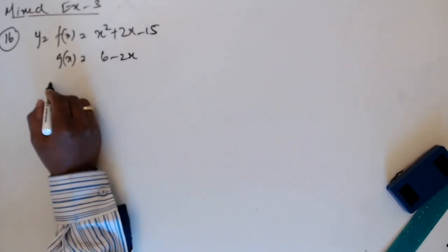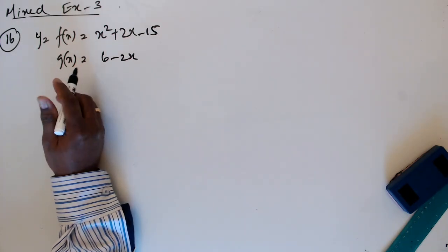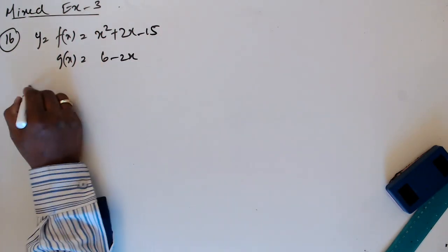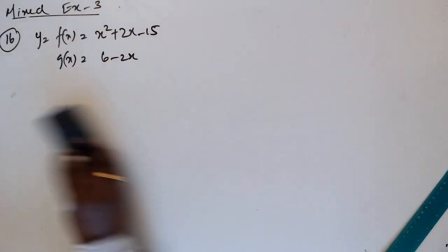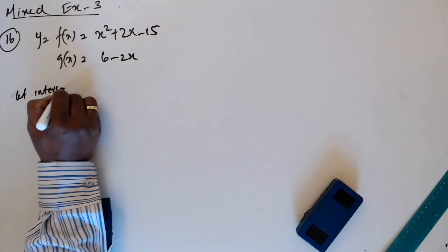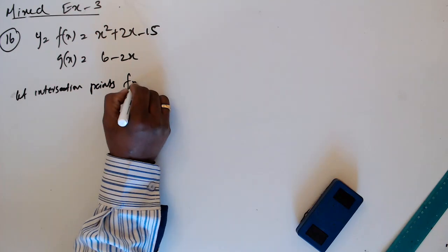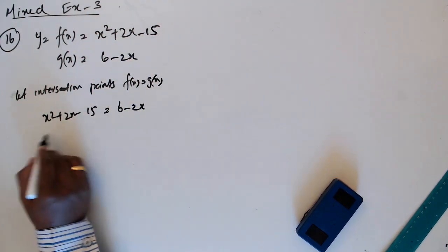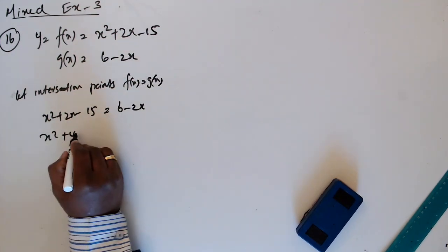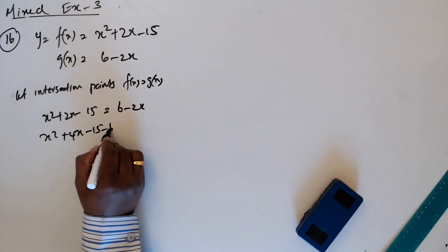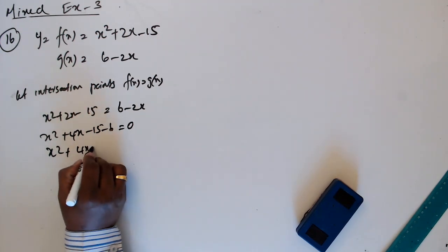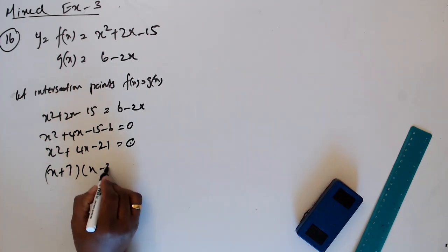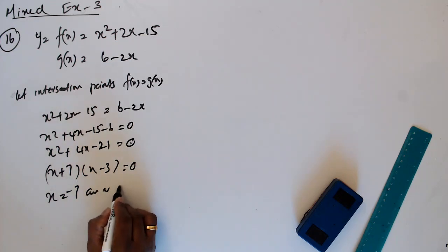Question 16 a, we need to solve this equation to find the coordinates of intersection. So let's solve this one. At the intersection points f(x) equals g(x). x square plus 2x minus 15 equals 6 minus 2x. So x square plus 2x plus 2x becomes 4x, minus 15 minus 6 equals 0. x square plus 4x minus 21 equals 0. So x plus 7, x minus 3 equals 0. x equals minus 7 or x equals 3.